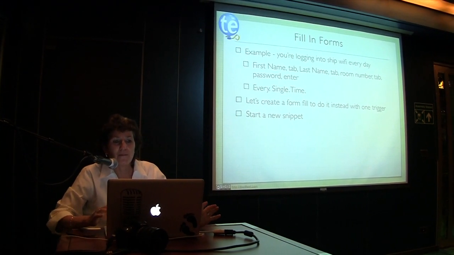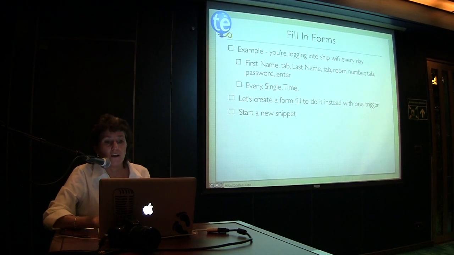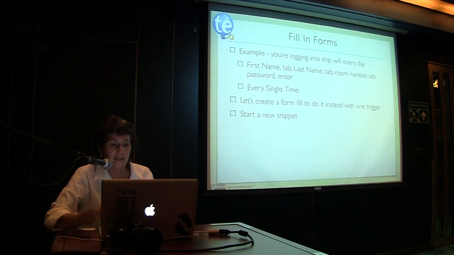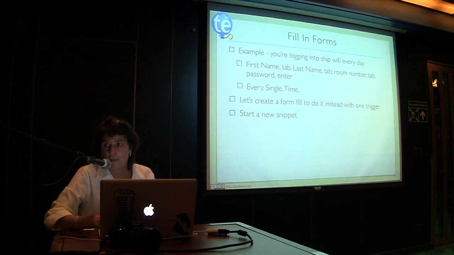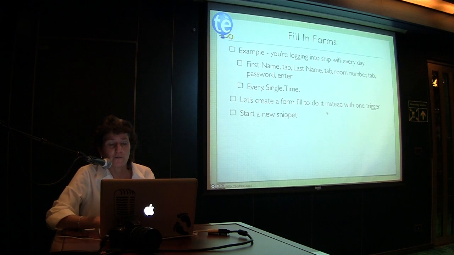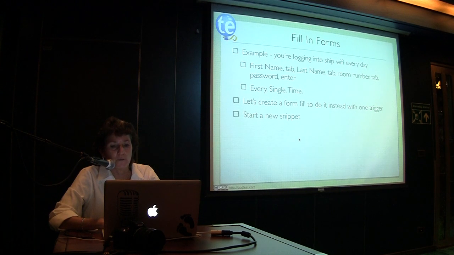All right, so let's talk about filling in these forms. I'm going to show you how to actually do this. So you're going to log into Ship Wi-Fi every day. You've got to put first name, tab, last name, tab, room number, tab, password, enter, every single time you want to get on the internet. It's getting really, really old. It was fun the first 200 or 300 times, right? So let's create a form to do it instead with one trigger.